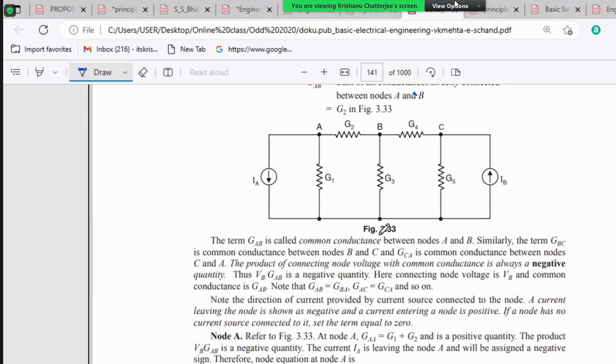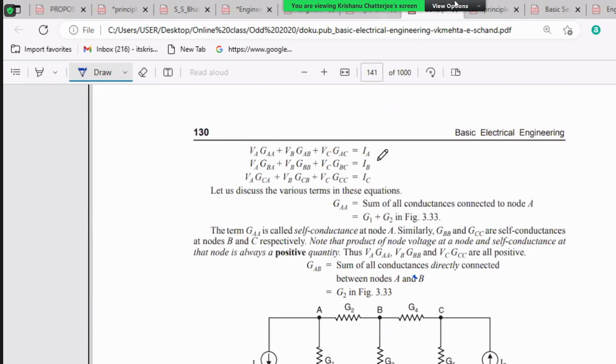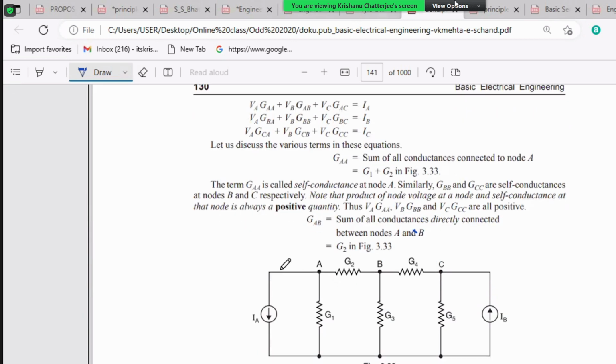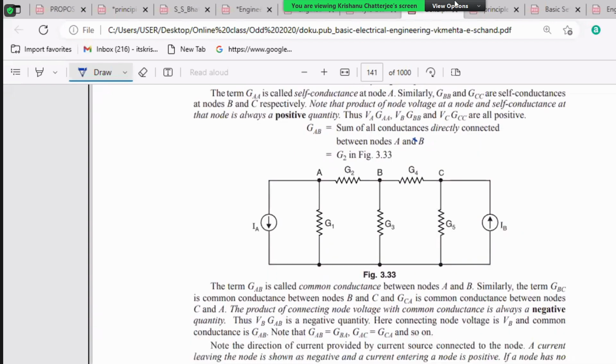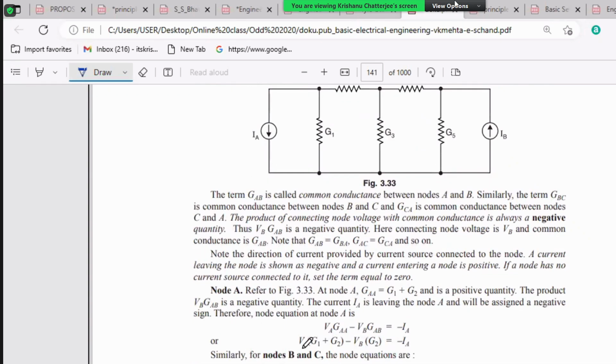Over here we are having IA, IB, IC, right? If we look at the circuit, IA is going out of the node. Obviously, it will be negative. IB is coming to the node. It will be positive. And in this node, if we are not putting any IB or IC, it will be simply 0. So accordingly, the first equation we are having is VA into G1 plus G2 minus VB into G2 equals to minus IA because it is going out.